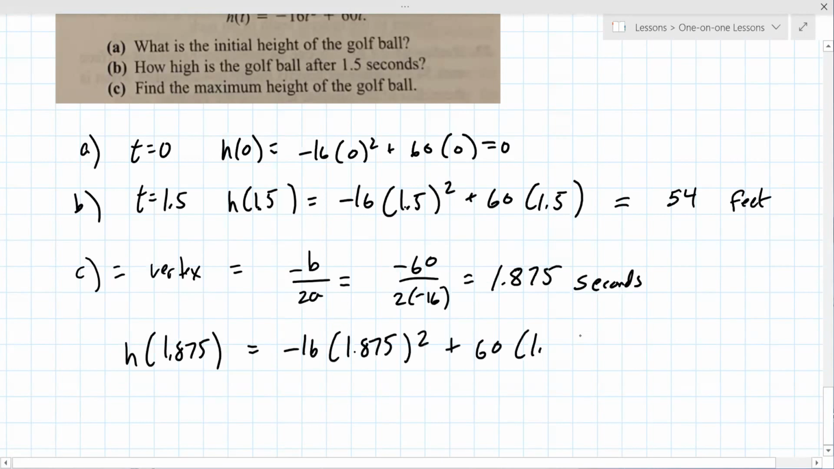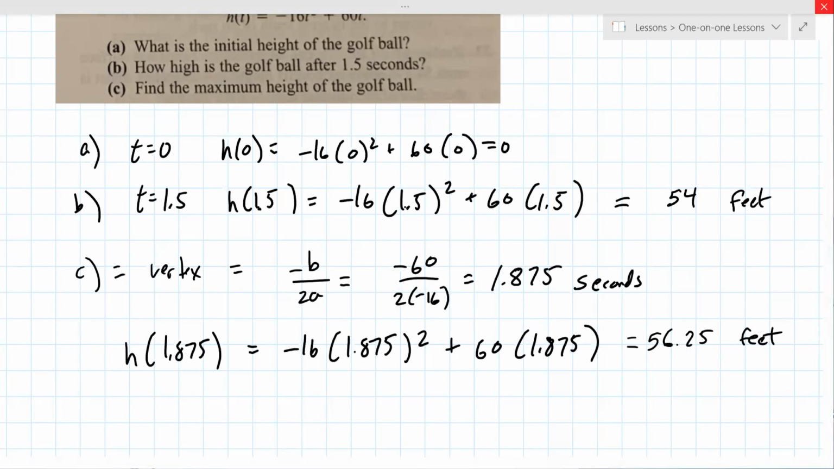All right, this says negative 16 times 1.875 squared, and so on. The vertex will be 56.25 feet. Great. So this would be 56.25 feet.